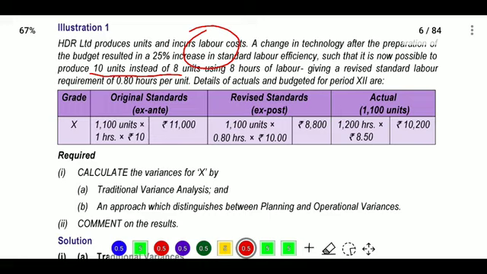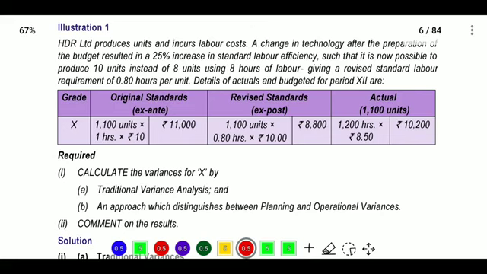So in material, what we have seen is 3 categories: traditional variance, operational variance, and planning variance. In traditional variance we have seen, based on original and actual, we will see. Operational variance means revised standard and actual variance, and planning variance means original standard and revised standard. Same like that only, here also we will see that.